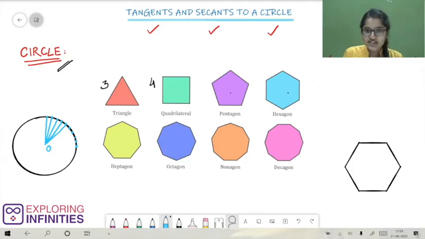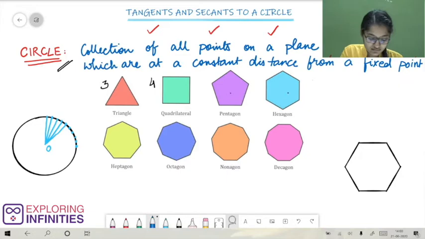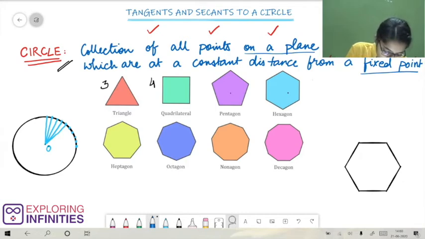So from this, how can we define a circle? We can define circle as a collection of all points on a plane which are at a constant distance from a fixed point. So in our figure, the fixed point is this point O, and the collection of all the points which are at this constant distance from point O present on this plane is called a circle.